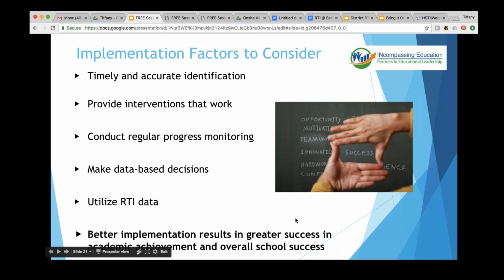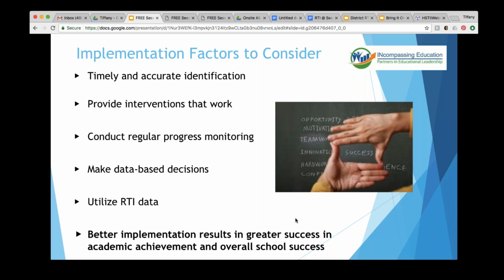So, different factors for you to keep in mind as you are looking to implement RTI in your building. The timely and accurate identification of students has to be happening. What do you already have in place that allows you to analyze the data in a quick timeline after a universal screener has been administered to your students? You also want to make sure that you're providing interventions that work for your students. Do your research. Find interventions that work for your particular demographic of students. If you hear about a really great intervention, but it's going to cost you thousands of dollars and you know that you don't have the money to purchase that particular program, obviously you're not going to be able to utilize that program, even if the research shows that this is a fantastic intervention. You have to do what works and what's realistic for your particular group of students.